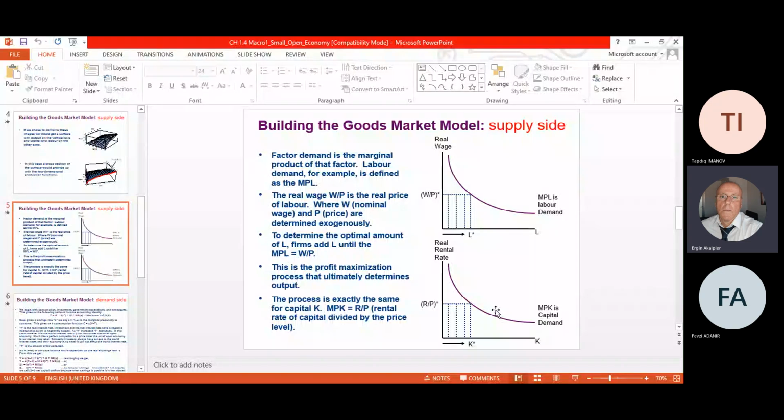And when you look at the other part, the capital, the rental cost, which is the interest rate, is exactly the same as the real wages for the capital. Marginal productivity of capital is the real interest rate divided by the price. Then the rental rate of the capital, which is the interest rate, will be obtained as the real rental rate, which is the real interest rate of this capital or loanable fund that you are going to use in the production process.